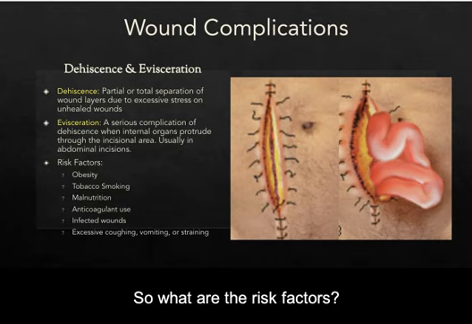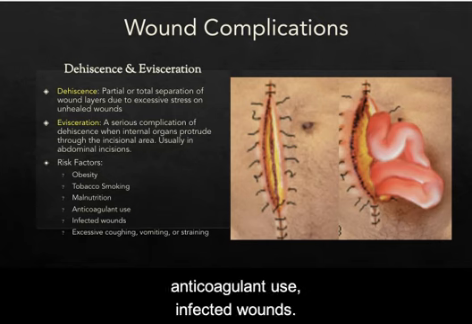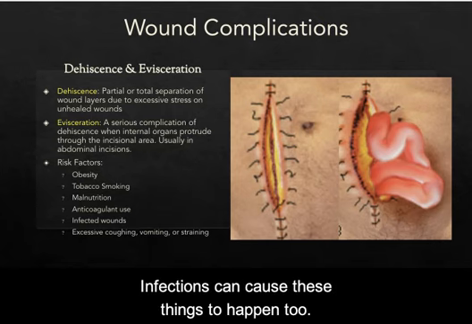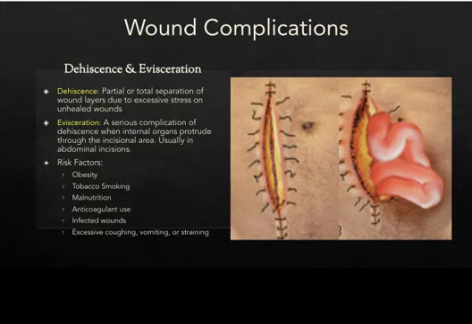So what are the risk factors? How do you develop this? It can happen because of obesity, tobacco smoking, malnutrition, anticoagulant use, infected wounds. Infections can cause these things to happen too. Excessive coughing, vomiting, or straining in the area of that wound.